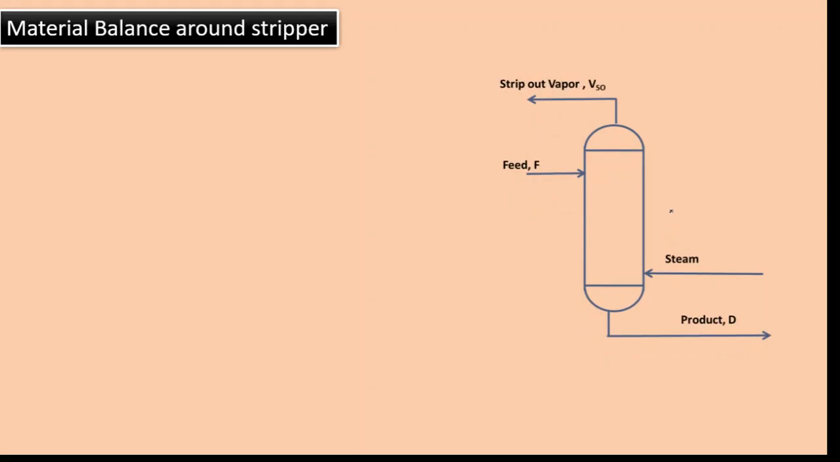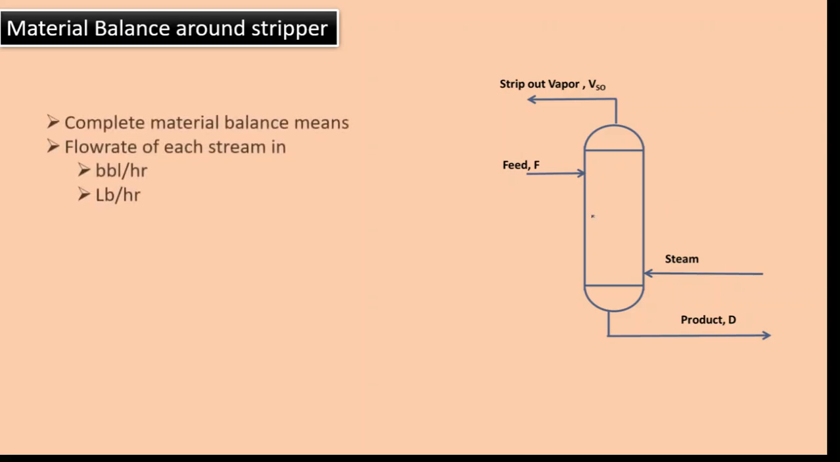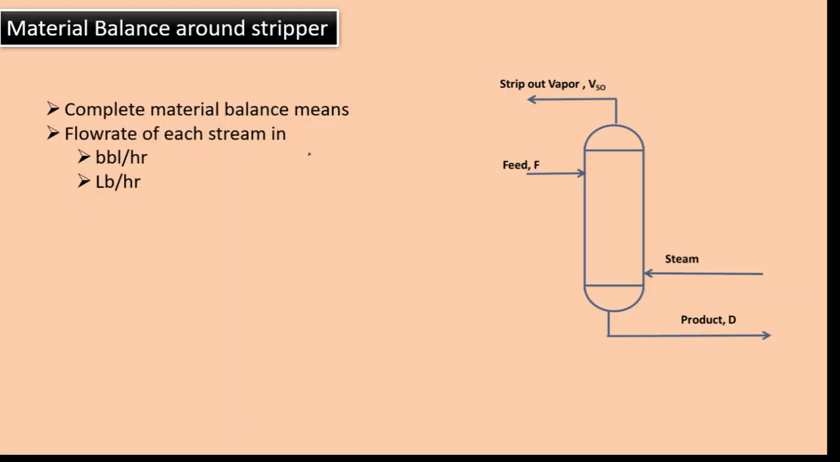In this side stream stripper material balance, the important thing that we need to know is the meaning of complete material balance. In the complete material balance we have to find out two basic things. One is barrels per hour, which means the volume basis flow rate, and the second is the mass flow rate in terms of pounds per hour. These two are the important flow rates for each and every stream that we need to calculate, and this is basically the complete material balance of any given system.